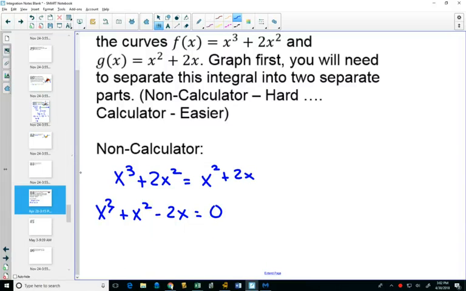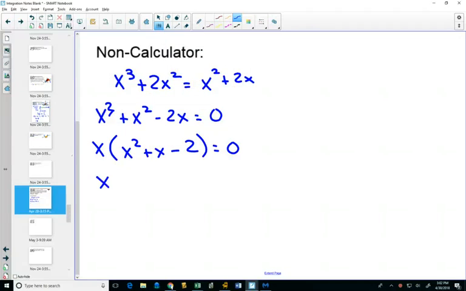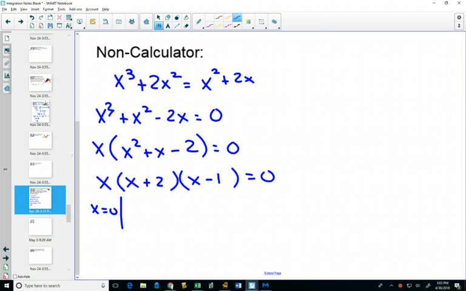First of all, notice that you have a common factor. You can factor that out, and then you can factor it completely. It's going to be x plus 2, x minus 1. So we have 3 places that these graphs are going to intersect. They're going to intersect at x equals 0, x equals negative 2, and x equals 1.